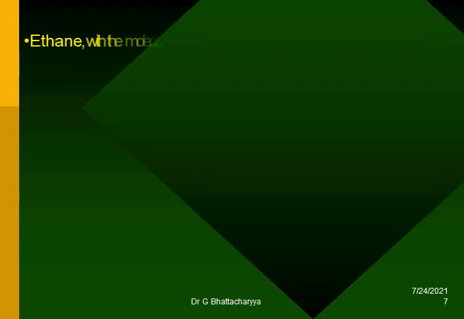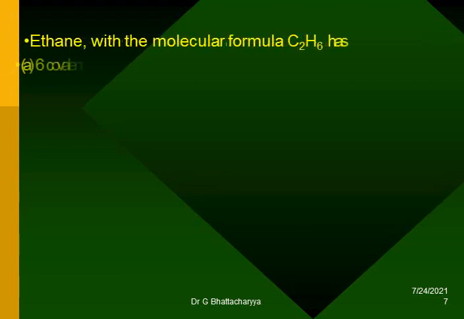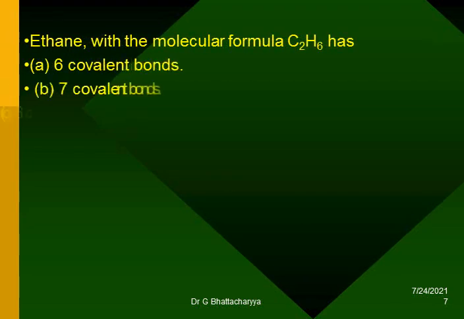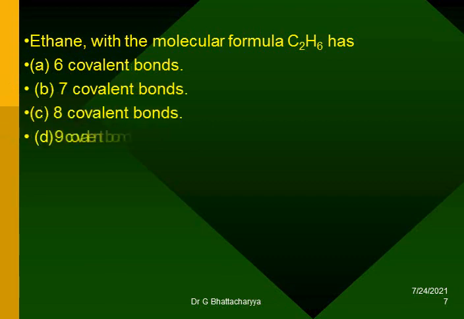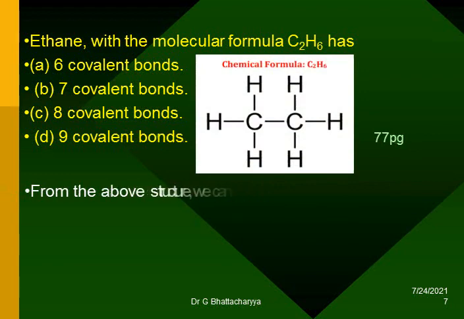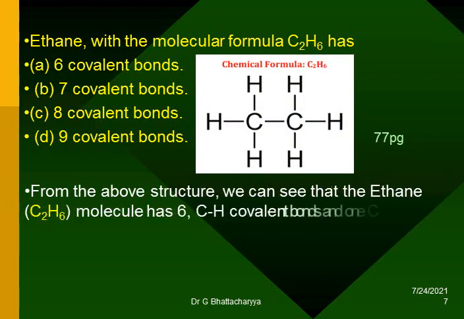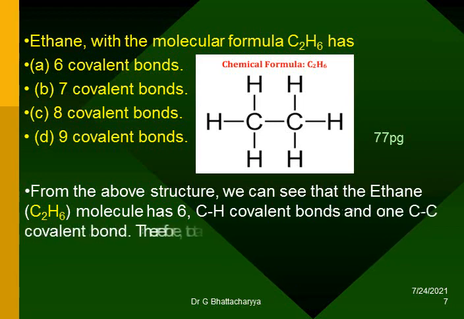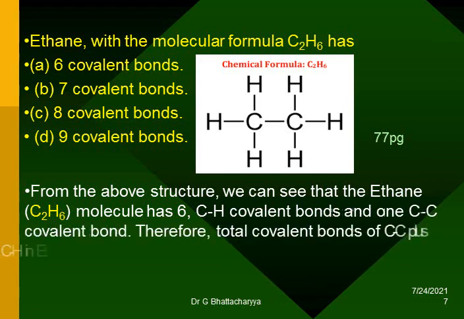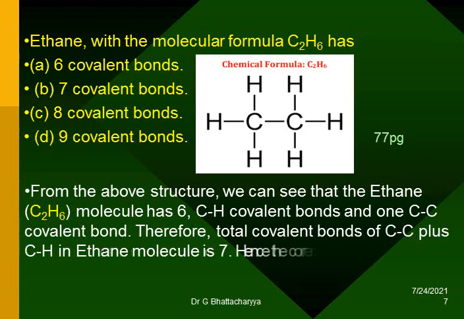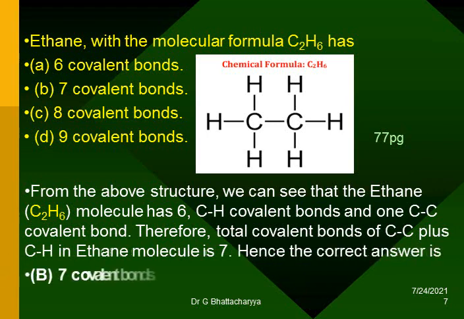Ethane, with the molecular formula C2H6, has how many covalent bonds? A, 6. B, 7. C, 8. D, 9. From the above structure, we can see that the ethane molecule has 6 C-H covalent bonds and 1 C-C covalent bond. Therefore, the total covalent bonds of C-C plus C-H in the ethane molecule is 7. Hence the correct answer is B, 7 covalent bonds.